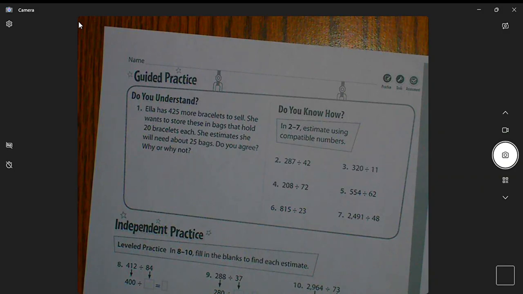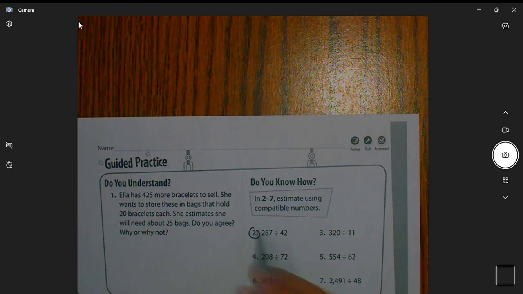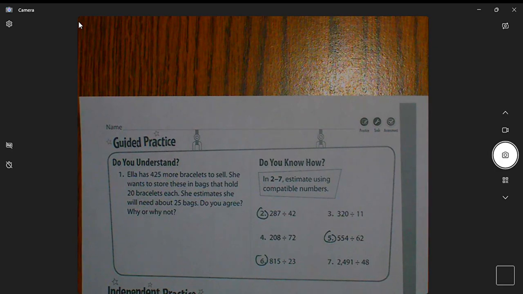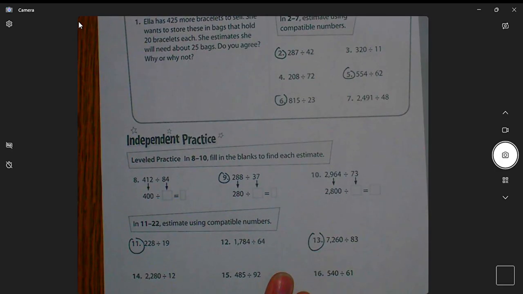So, I'm going to start off, and I'm going to look at 2, 5, and 6, as well as looking at numbers 11, 13, and 9. So these are the numbers we're going to explore today in this video.